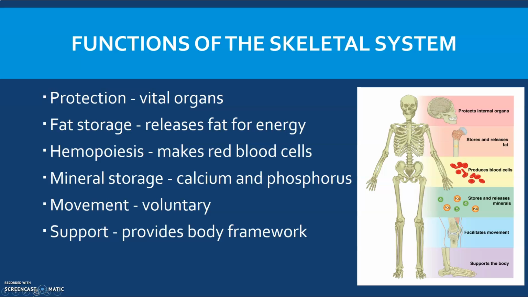The bones also are a site for the storage of fat. Yellow bone marrow is what stores fat, and this fat can be used for energy for the body. Hemopoiesis. Hemopoiesis describes the process of blood cell formation. It is a vital process that occurs in red bone marrow.